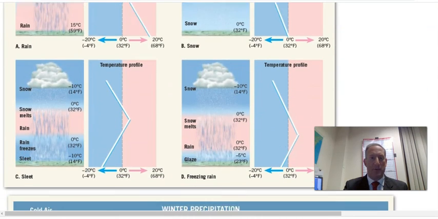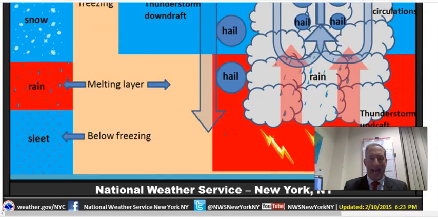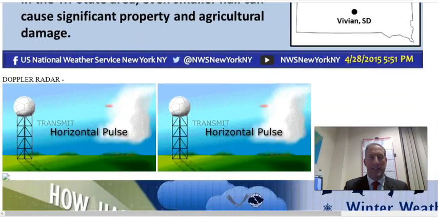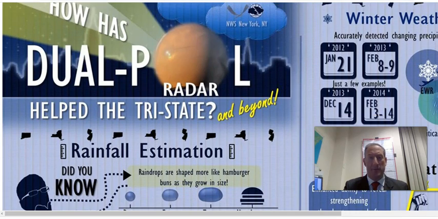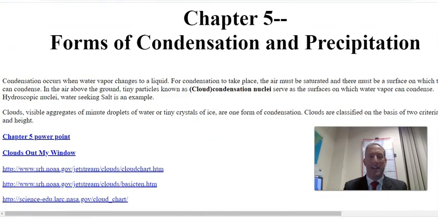So make sure you look at precipitation as we go through. And again, clouds, what's falling from those clouds? Is it rain, snow, sleet? And we'll talk about hail, the difference between hail and sleet, and how we measure that, which would be Doppler radar. So this is part 1 of chapter 5, condensation, which is clouds, precipitation, rain, snow, sleet, and hail.